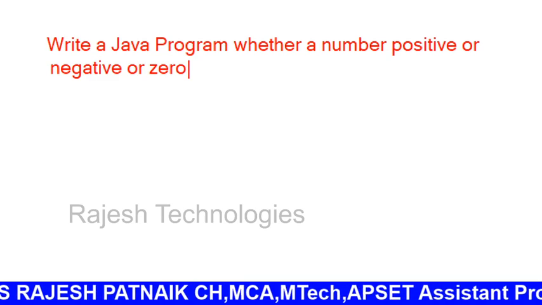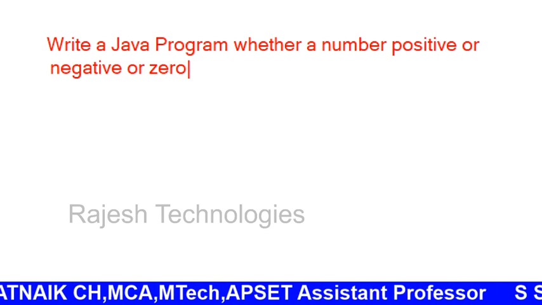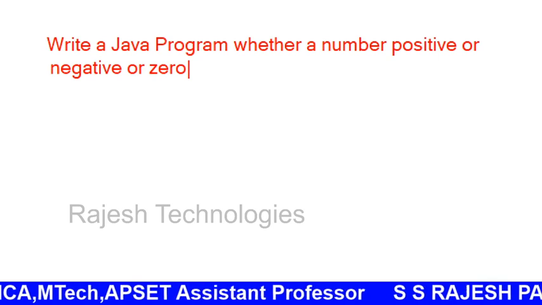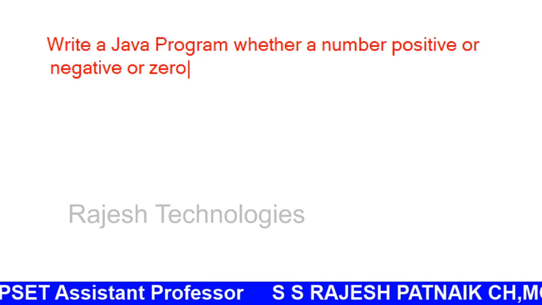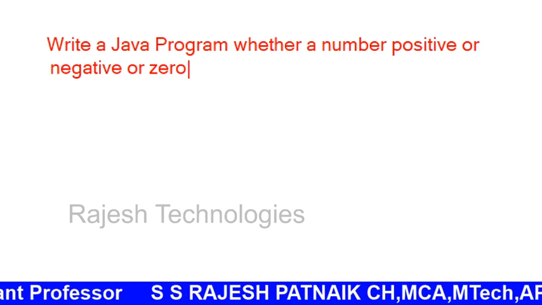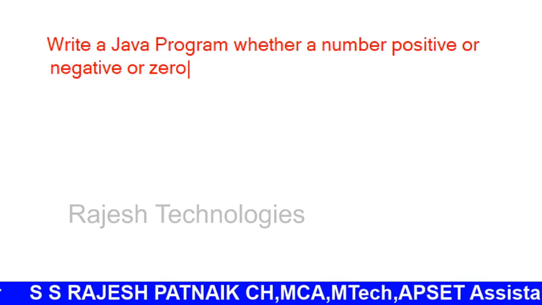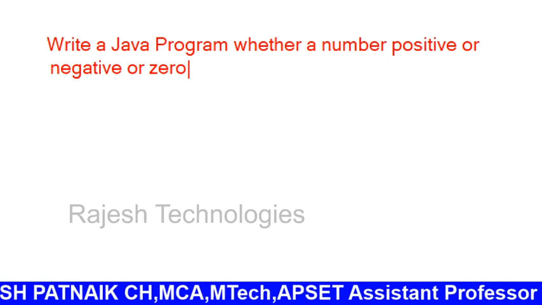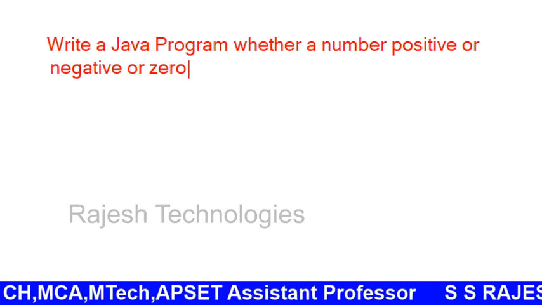Okay, someone has written some code. Monica has written if y greater than 0 then the number is positive, else, and where is the 0? And I am also asking for negative, whether it is positive number or negative number or 0.